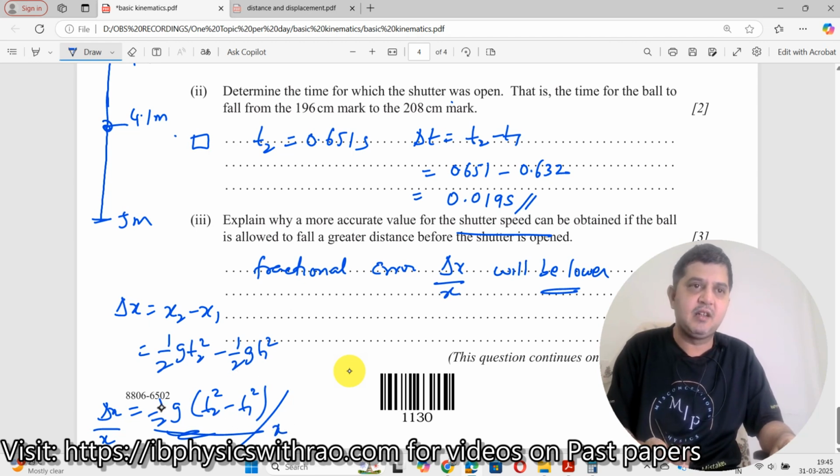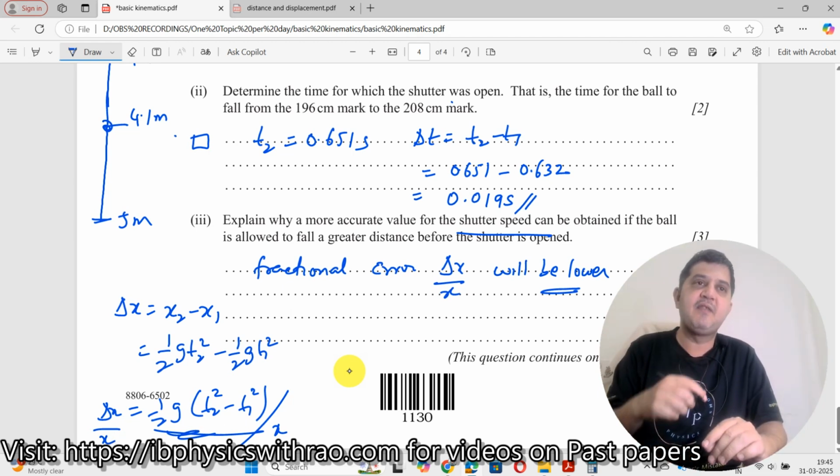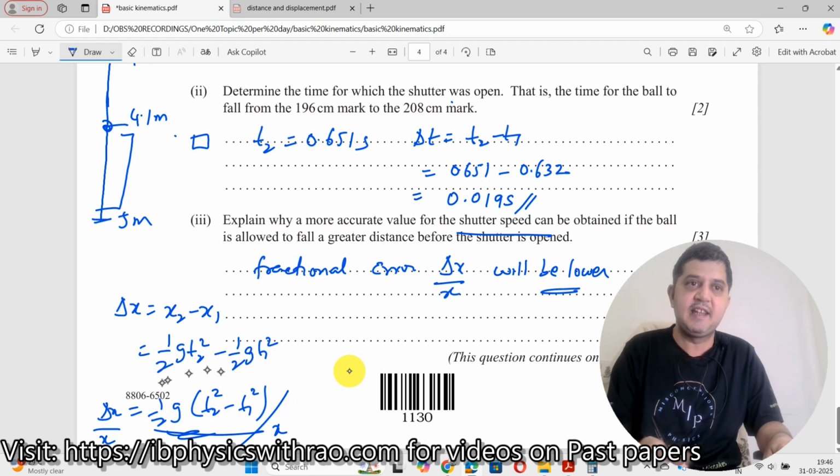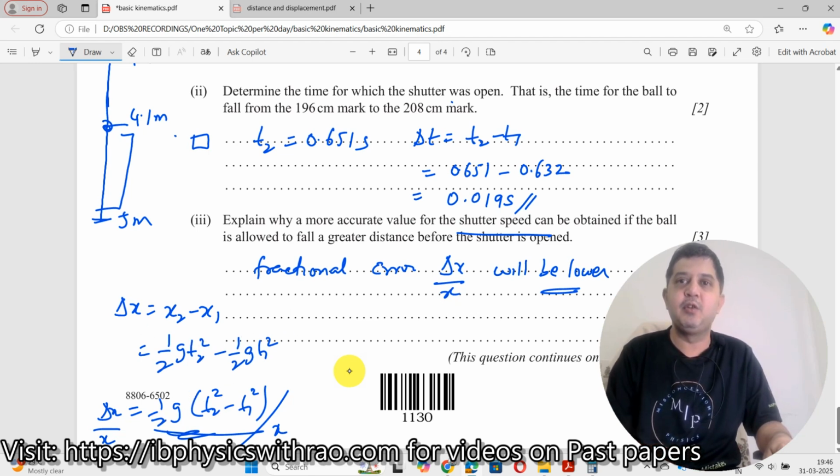So as a result of this, you see, this delta x by x becomes lesser because this value of x is larger over here, right? Because if the distance is larger, it will travel with a larger velocity, and this will also be larger over here. And as a result of it, delta x will be larger. Sorry, x will be larger. And thus you can find out this fractional error will be lower over here.